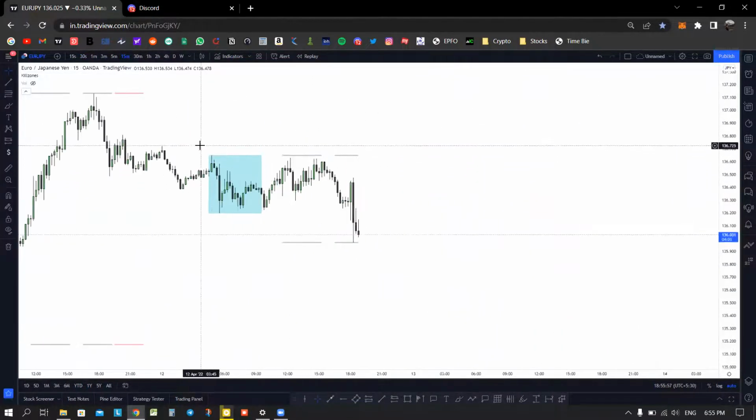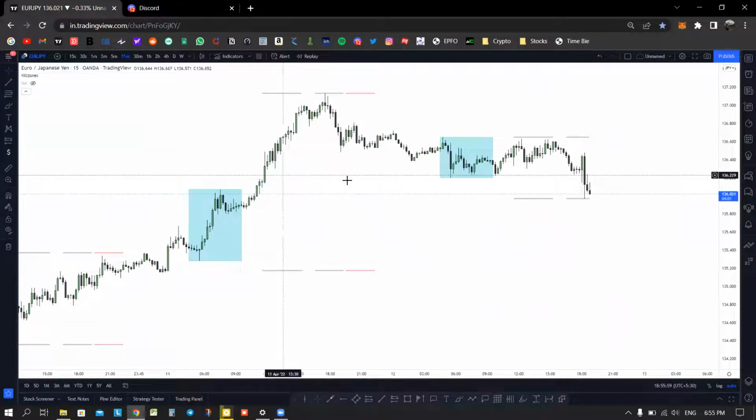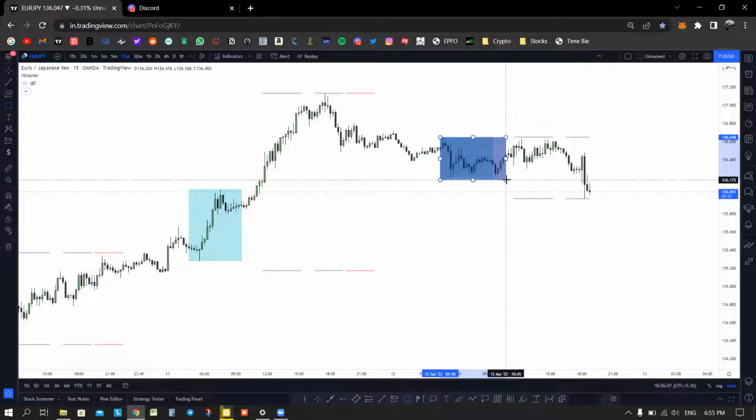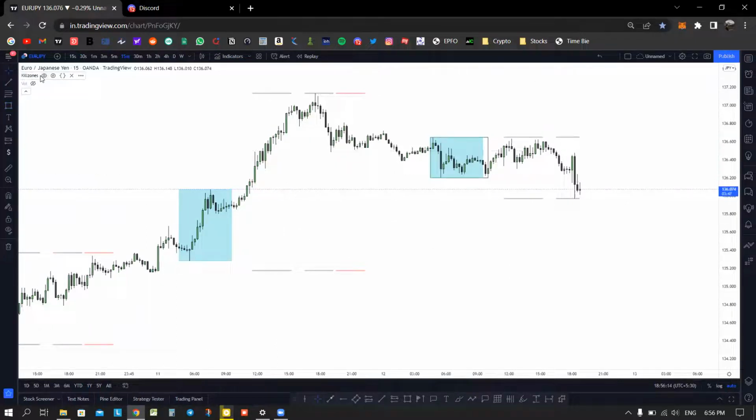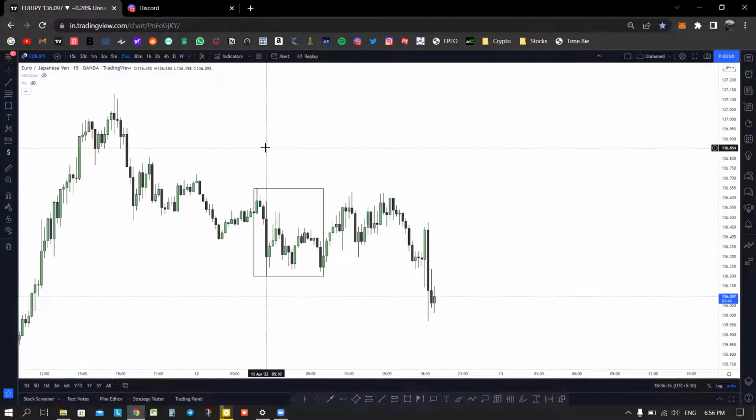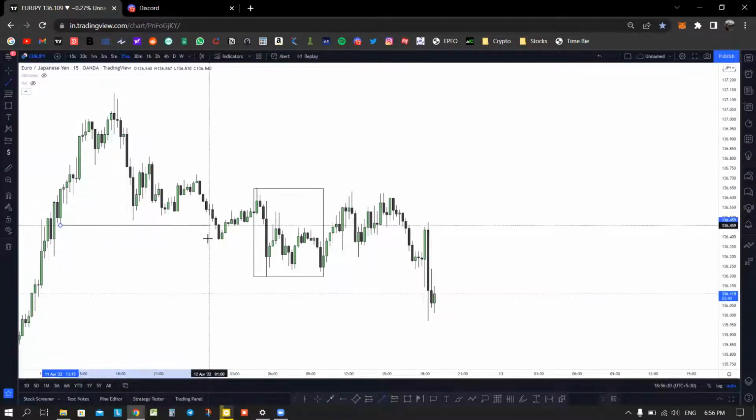So see, price is breaking. This was our Asian session zone formed. So we just parked this Asian session as a black box. Okay, and price has mirrored, given us a minor BMS already.